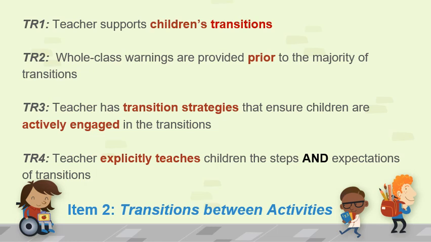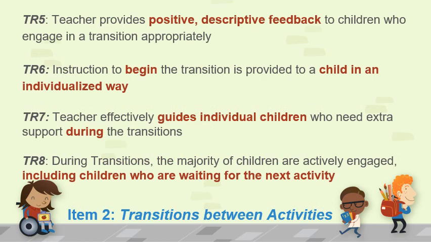TR4. Teacher explicitly teaches children the steps and expectations of the transitions. For example, you might say, before going out, stop at your cube and get your coat. TR5. Teacher provides positive descriptive feedback to children who engage in a transition appropriately. You might say, you cleaned up after snack all by yourself, rather than saying good job. Students should be provided feedback during the majority of the transitions.